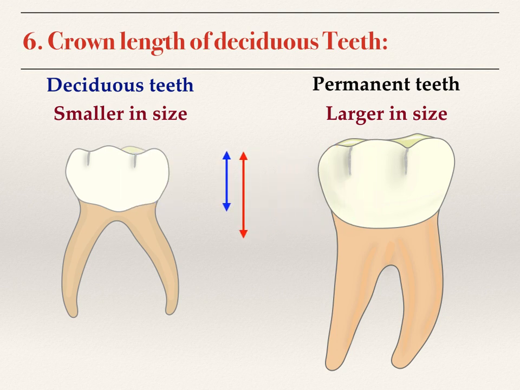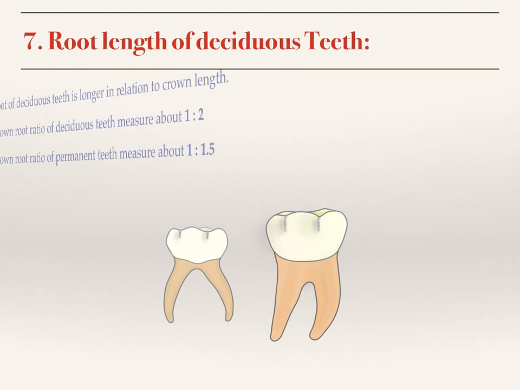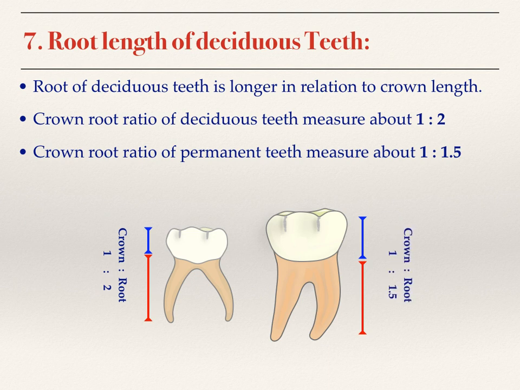This is the difference. Root length of deciduous teeth: the root of deciduous teeth is longer in relation to the crown length. And so the crown-root ratio of deciduous teeth is 1 to 2, and the crown-root ratio of permanent teeth is 1 to 1.5.